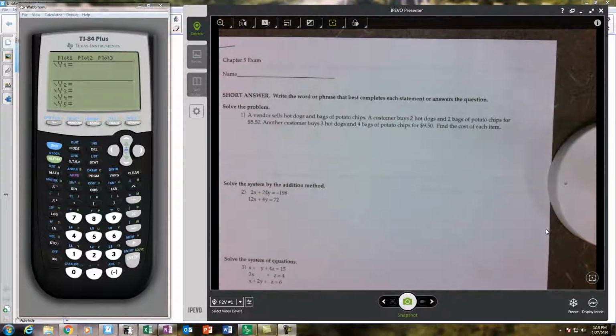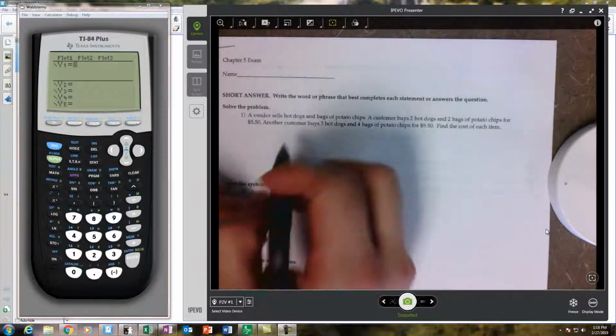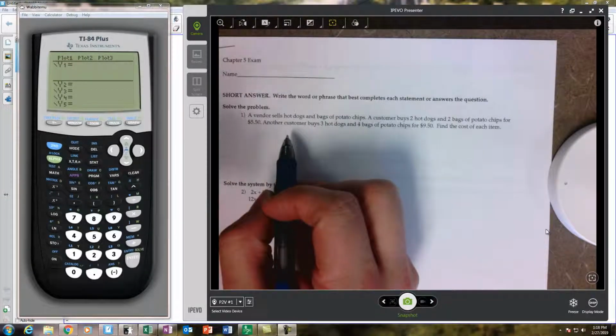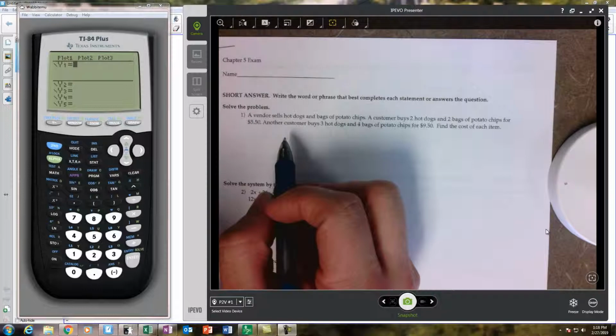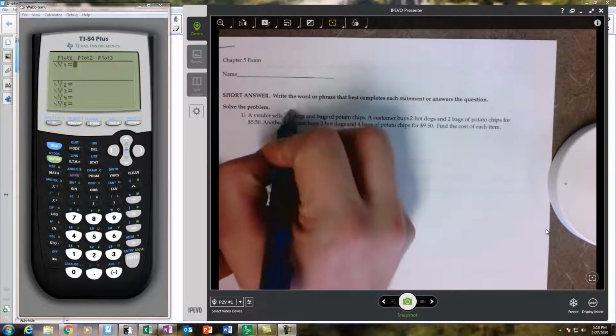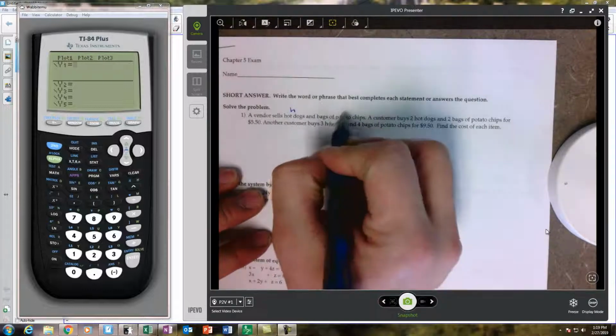Okay, so this is the test review for Chapter 5, and we're just going to go through and see what we can do with this. So the first question says we need to solve this problem, and we're looking at the vendor has hot dogs and bags of potato chips. So I'm going to call the hot dogs H and the potato chips C.